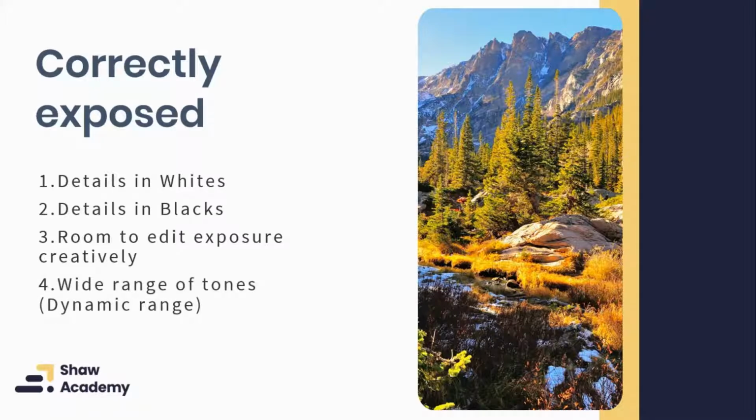And importantly, we have a wide range of tones. That means we can see lots of detail in all areas of the photograph, from the darkest blacks to the whitest whites, everything else in between. We've got a lot of tone. That means we've got a good wide dynamic range. Dynamic range we'll speak about a little bit more later on in this lesson.